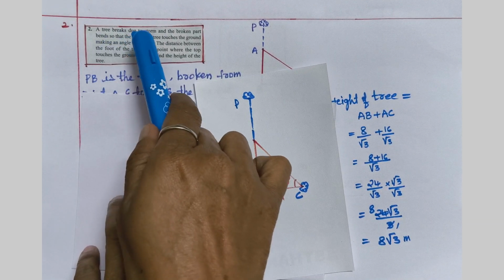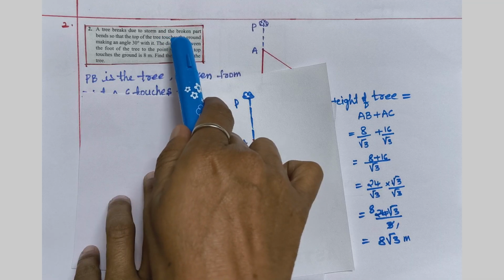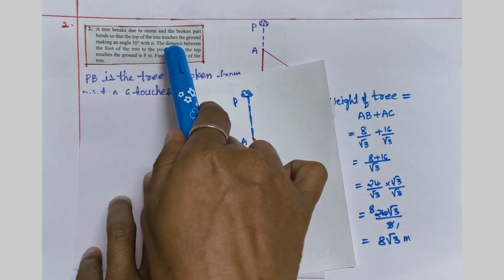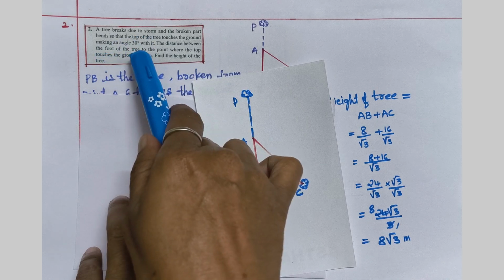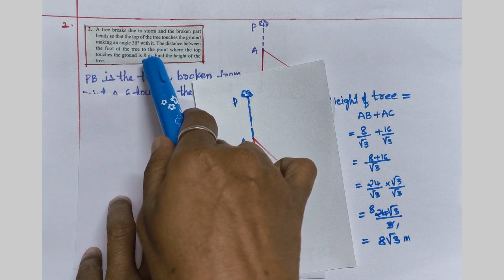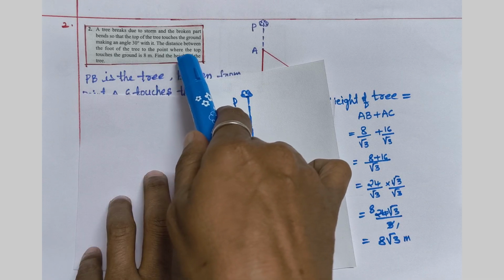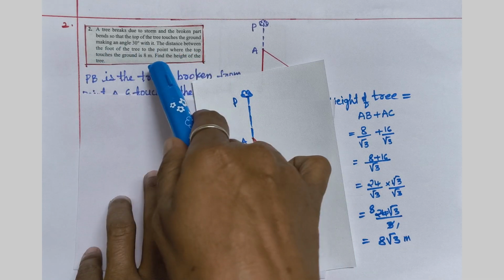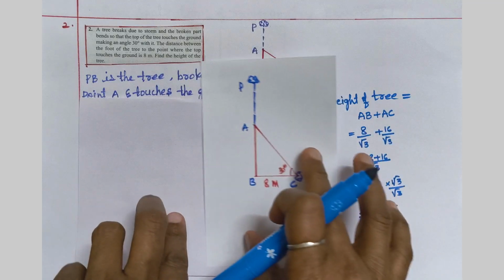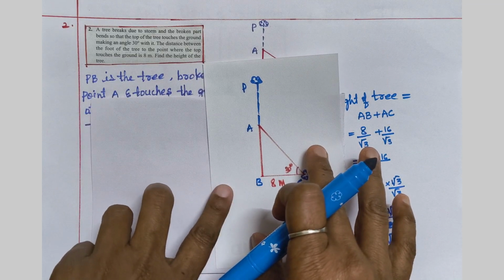Okay. Storm, try to understand. A tree breaks due to the storm and the broken part bends so the top of the tree touches the ground making 30 degree with it. The distance between foot of the tree to the point where the top touches the ground is 8 meter. Find the height of the tree. Try to understand the question.